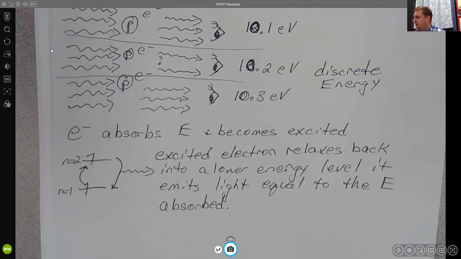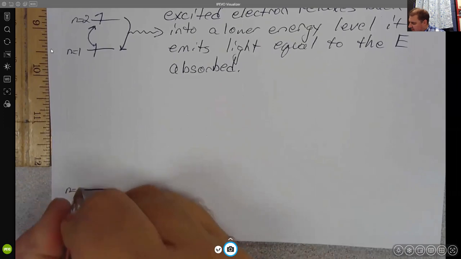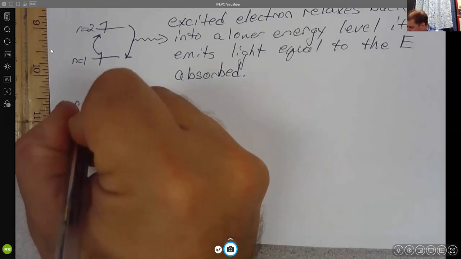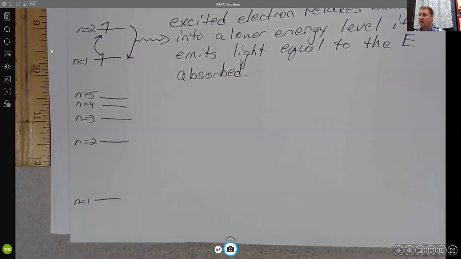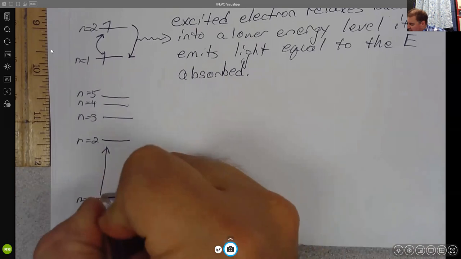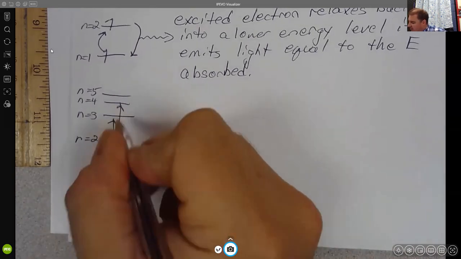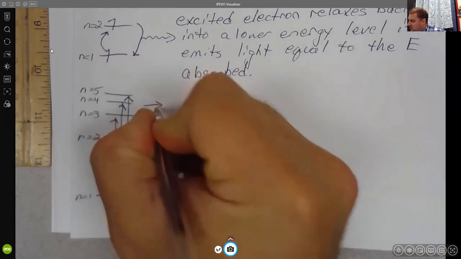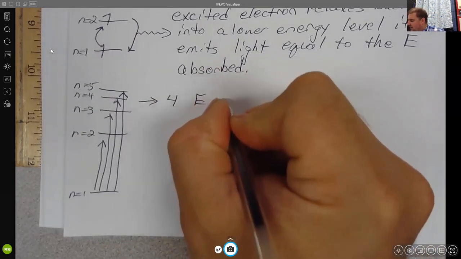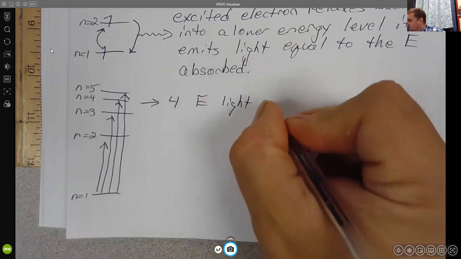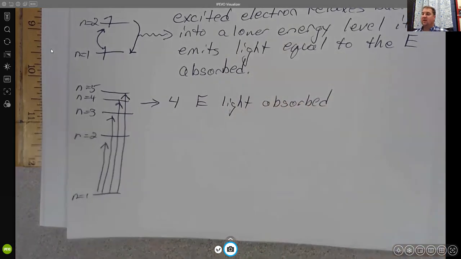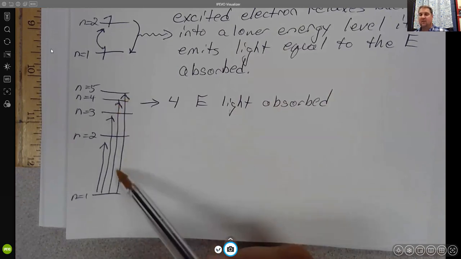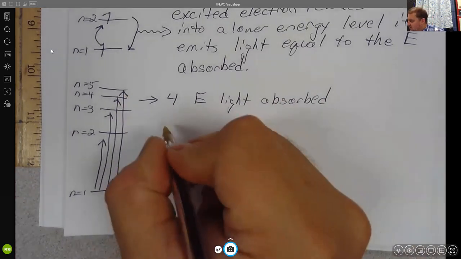And what we see is that when we have multiple energy levels, n equals 1, n equals 2, n equals 3, n equals 4, and let's do an n equals 5, there are multiple electronic transitions that could occur from that n equals 1 level. In this case, there are 4 different transitions. This would correspond to 4 energies of light absorbed. Which in turn means that when each of those excited electrons relaxes, they could each give off one single photon of those same energies.